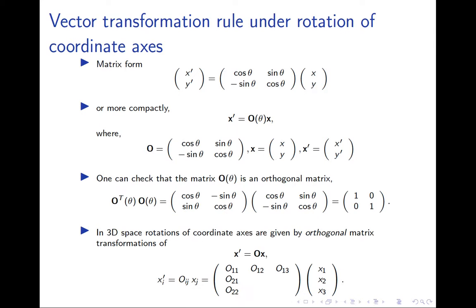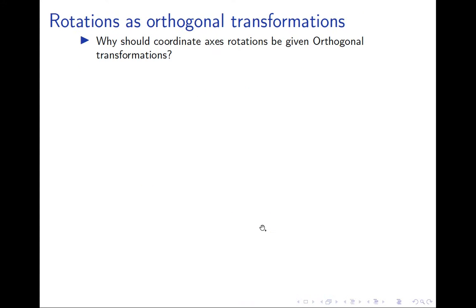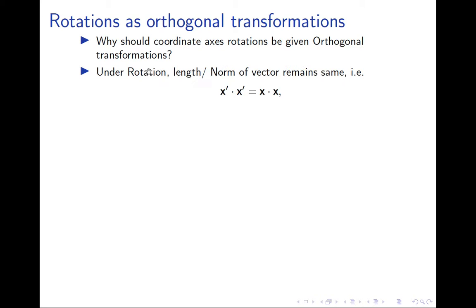So it raises the question, why is it that rotation matrices are orthogonal? Why should coordinate axis rotations be given by orthogonal transformations? The reason is because rotations preserve the length. So under rotations, the length or norm of a vector remains the same. So this self-dot product remains the same. In fact, what you can show is that the dot product of two arbitrary vectors, x dot y, is preserved.